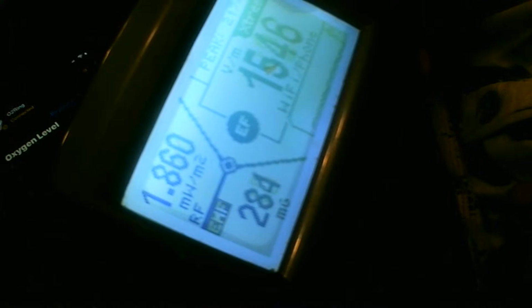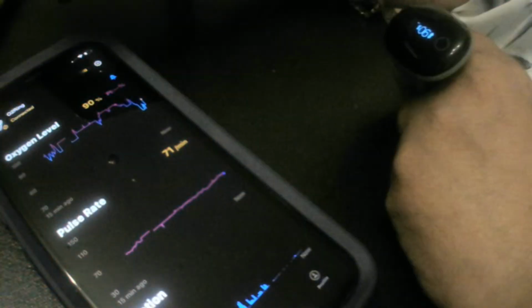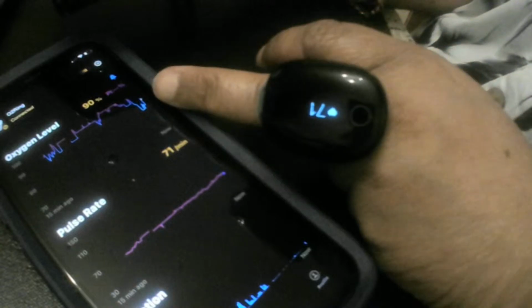And look at the RF. 16, it was 16. Look at the EMF, which is this. 2086. 2086. And there the oxygen went back up. See that?